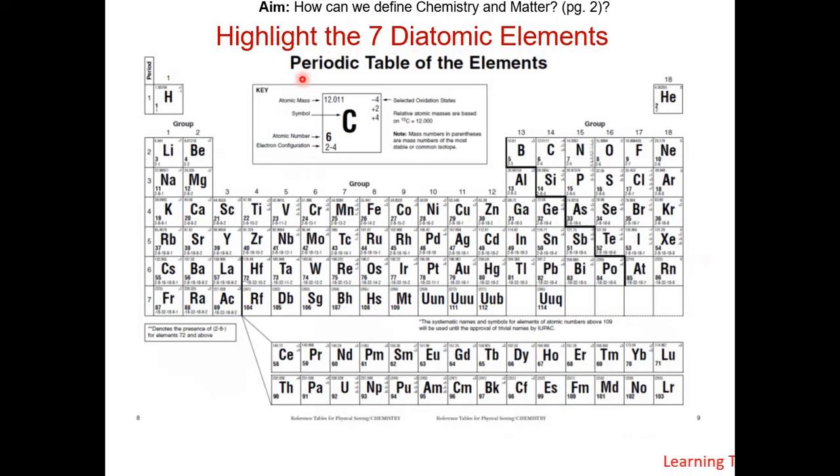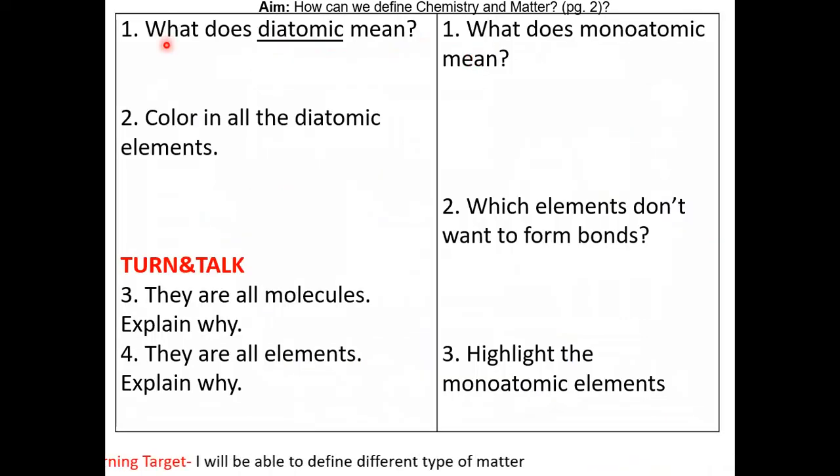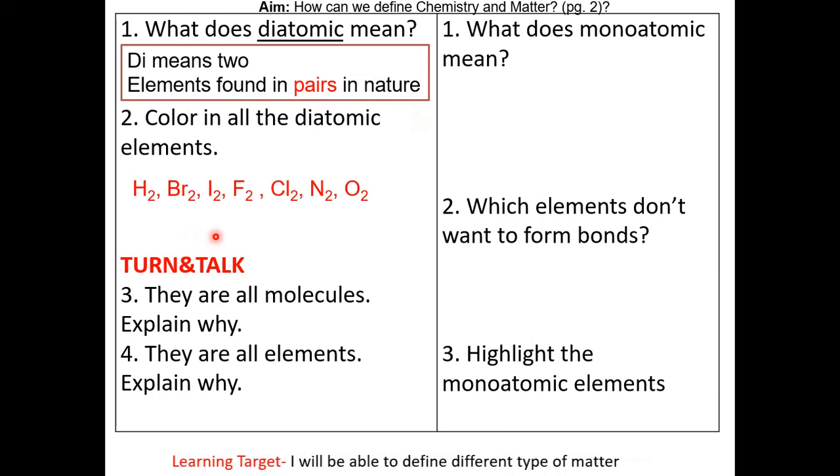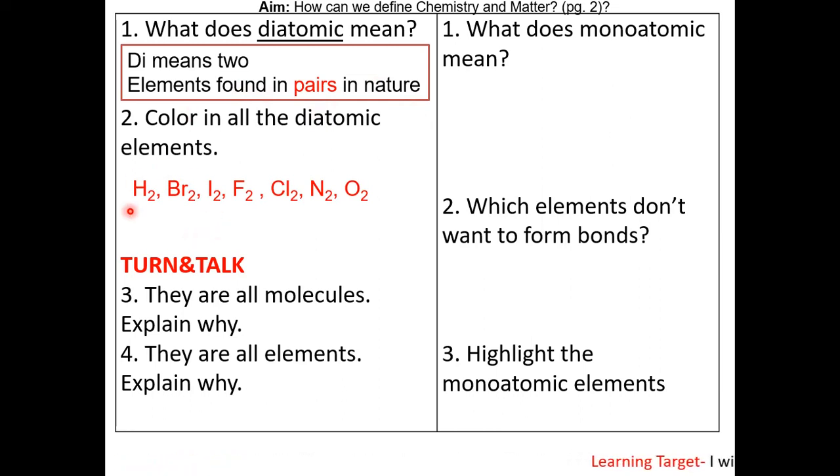In your packet, highlight the 7 diatomic elements shown on the PowerPoint. Hydrogen, nitrogen, oxygen, fluorine, chlorine, bromine, iodine are the diatomic elements. What does diatomic mean? Di means two, atomic refers to atoms, so diatomic means two atoms bonding together. Diatomic elements are found in pairs in nature. If we look at the chemical formula for each diatomic element, there are two atoms bonded together for each element.